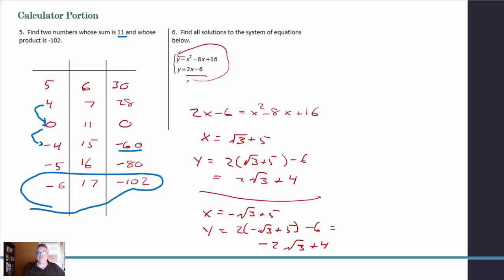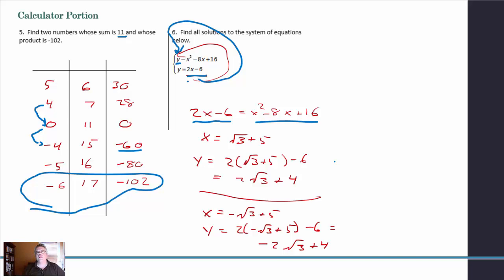So we start by substituting this 2x minus 6 in for y in the other equation like I've drawn there. And you get this. 2x minus 6 is now there where the y was. So we got 2x minus 6 equals x squared minus 8x plus 16. Alright, now you can just enter that equation the way it is in your TI-89.